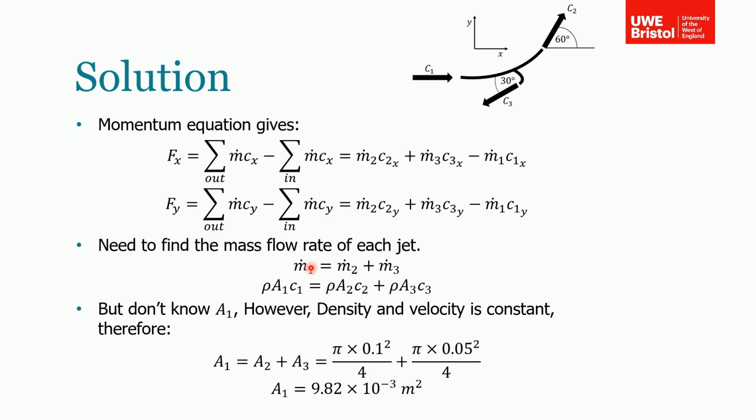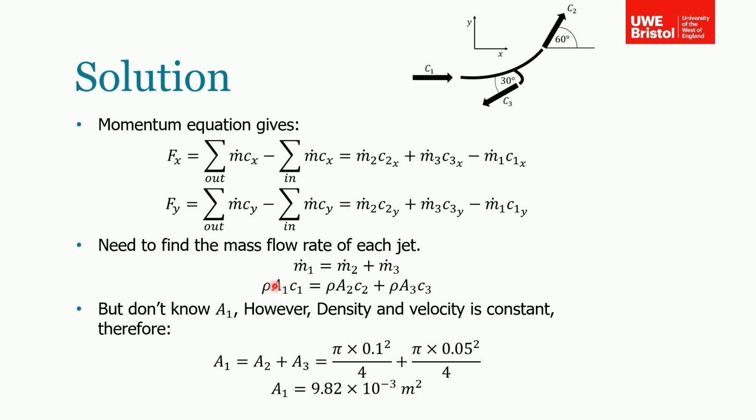Now, before we solve this, we need to first find the mass flow rate. And from continuity, we know what goes in must come out. So we have one inlet and two outlets. Therefore, the mass flow rate of jet 1 has got to equal the mass flow rate of jet 2 plus the mass flow rate of jet 3.